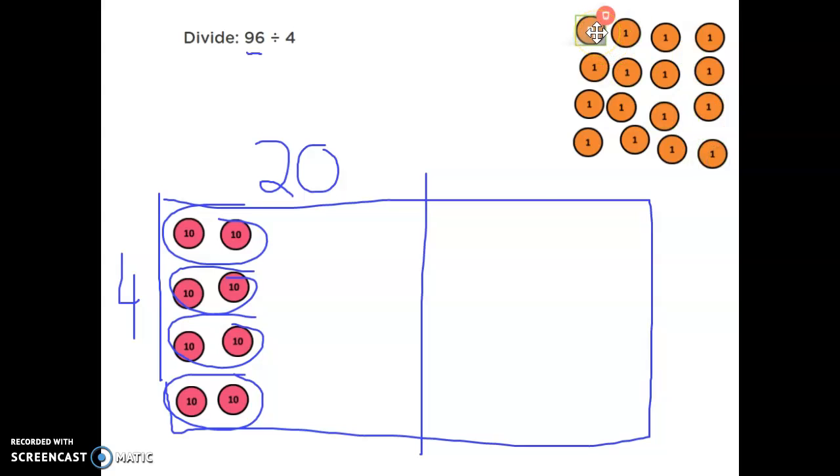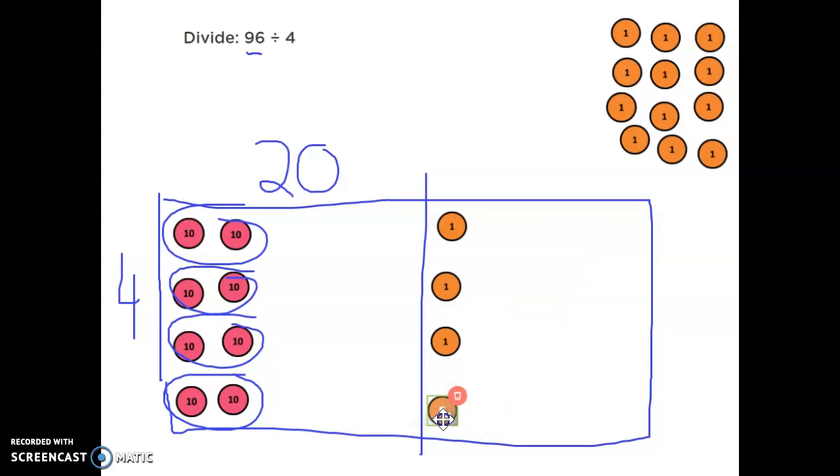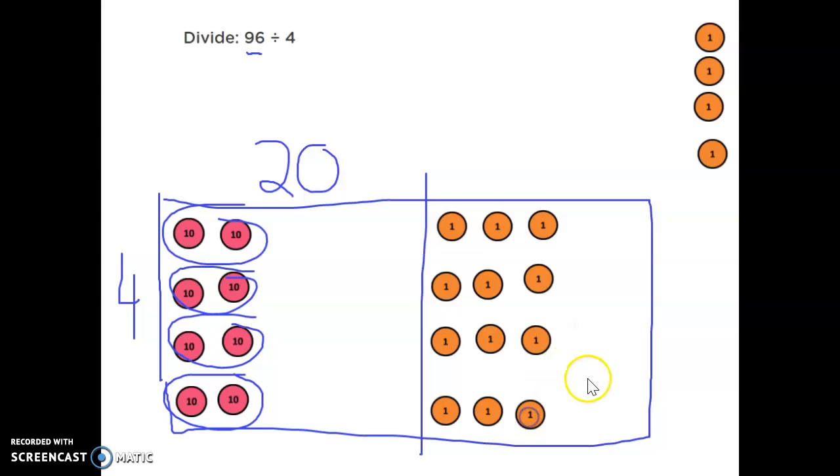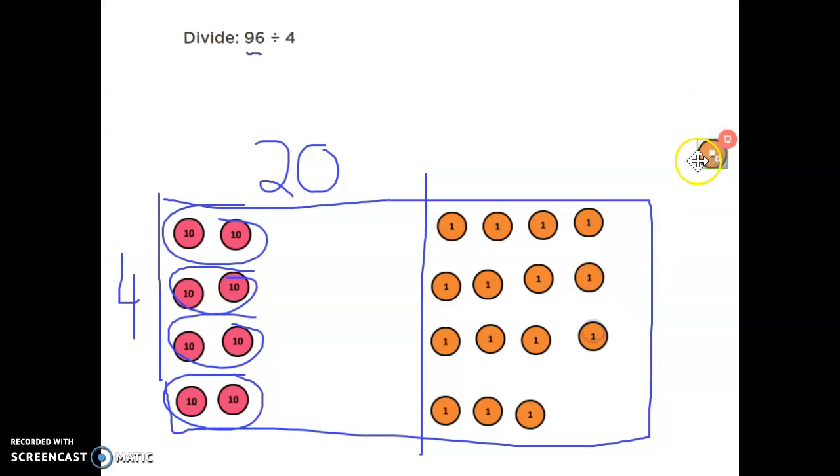I'm going to bring my ones over to the ones place in my area model, and I'm again going to make 4 groups. I'm going to put as many ones as I can to make these groups equal. So right now I have 1 in each group. I'm going to drag another one. So now I have 2 ones in each of those groups. Now I have 3 ones in each of my groups. So I was able to use all my ones to make equal groups.